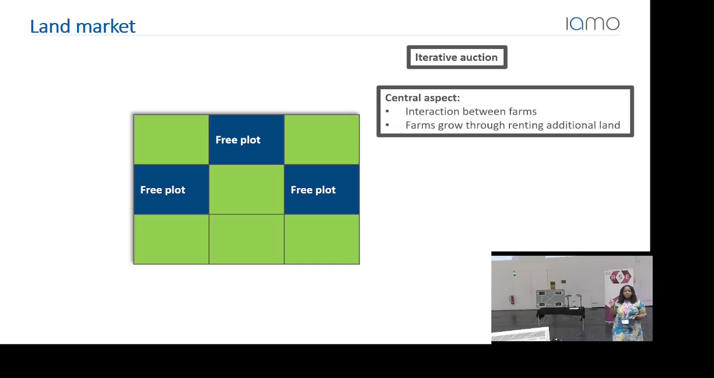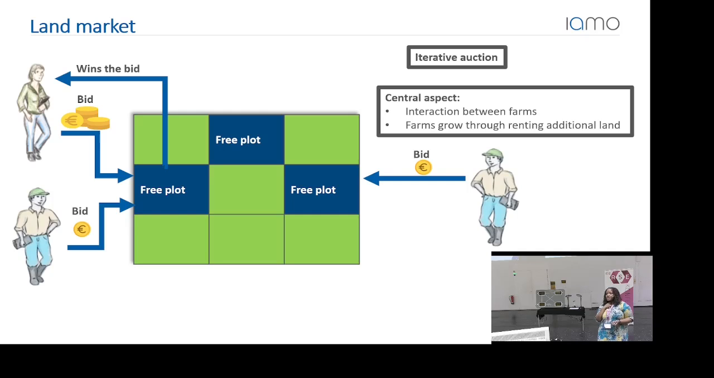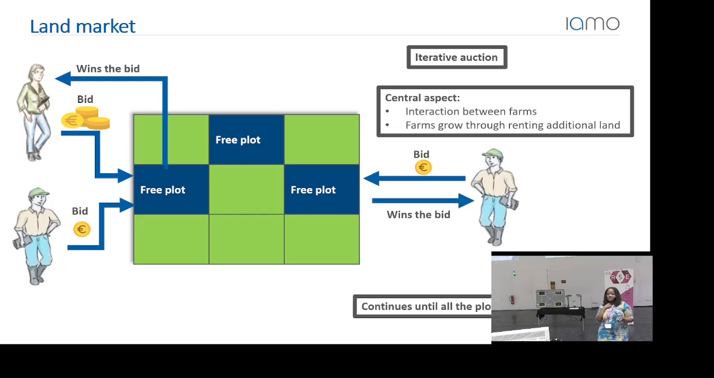So we have different plots. These plots are spatially located within the model. Let's take two farmers, Jane and John. Jane decides to bid a certain amount of money. John also decides to do the same. The person with the highest bid gets the land. In this case, for example, Jane bid the most, so the plot goes to Jane. But John also has a chance to bid again, because it's iterative and continues until all the plots get allocated.